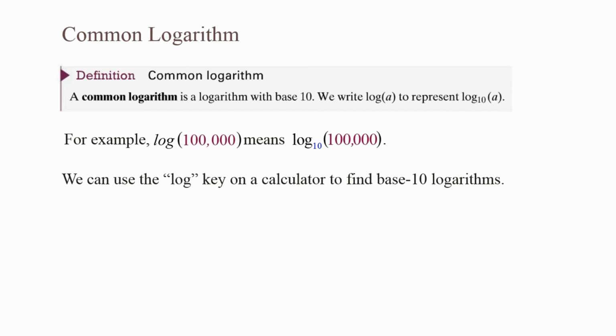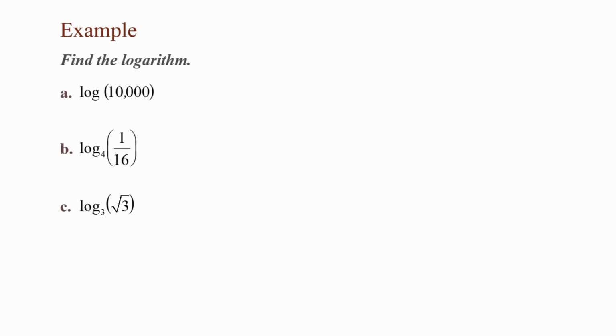It's important to keep in mind that a logarithm is an exponent. In this example, find the logarithm, part A, log of 10,000. Since we are using base 10, 10 times 10 is 100, times 10 is 1,000, times 10 is 10,000. So we're looking at 10 to the fourth power. Another way that we can determine the exponent is by counting the zeros. 4. So log of 10,000 equals 4.